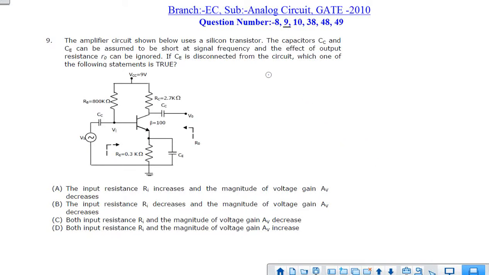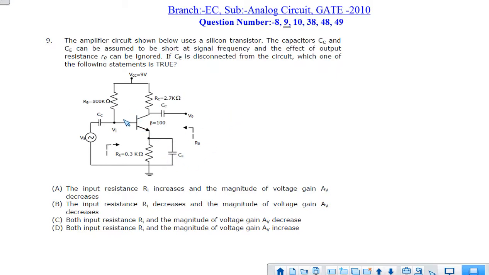The next question is question number 9. In this question, an amplifier circuit is given, and the capacitors CC and CE can be assumed to be short at signal frequency, and the effect of output resistance R0 can be ignored. CE is disconnected from the circuit. Which one of the following is true?